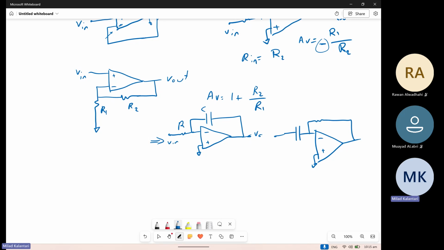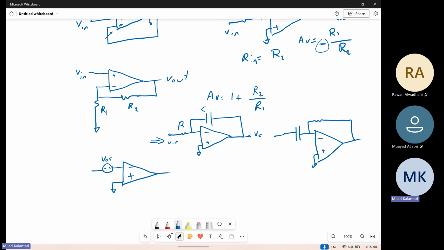And we checked that there are some non-idealities with op-amp. One of the non-idealities was the offset voltage. We model it based on an unknown DC supply at one of the inputs. This is the way we model it.